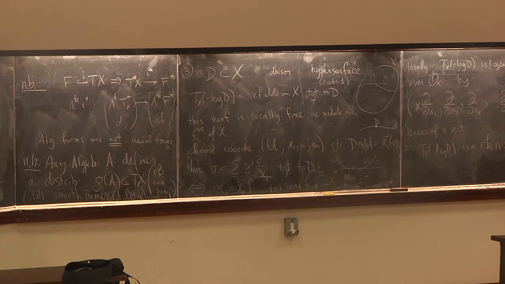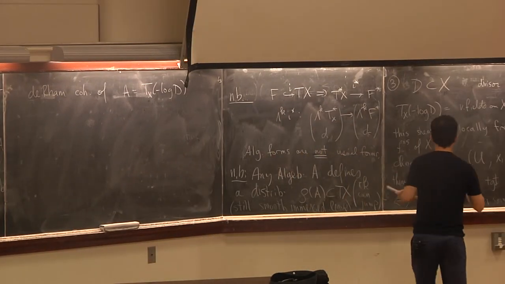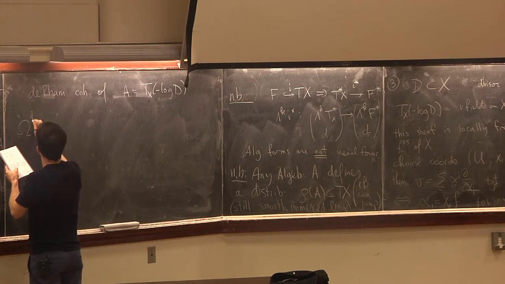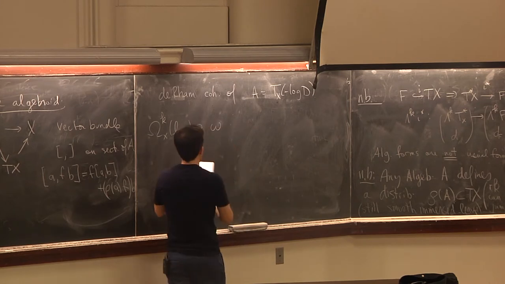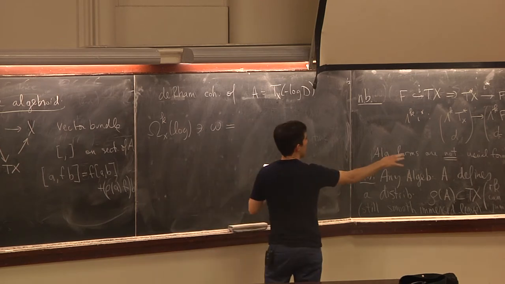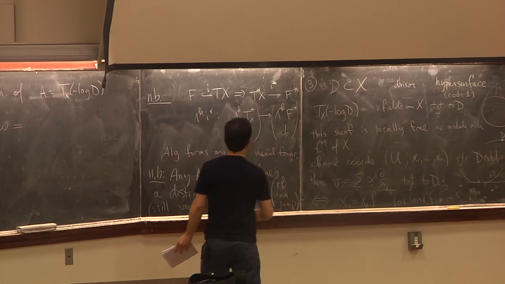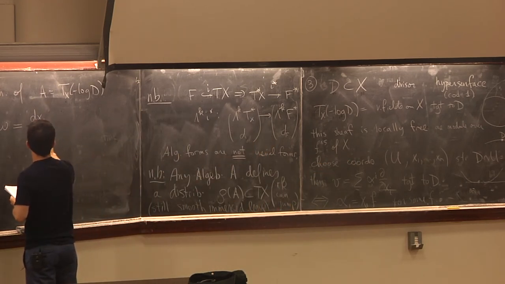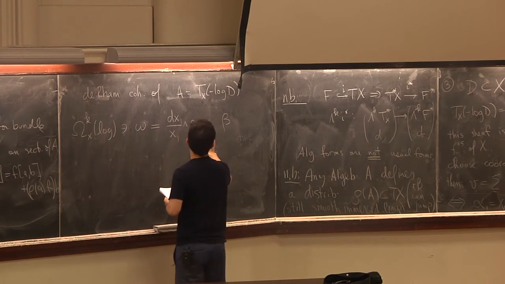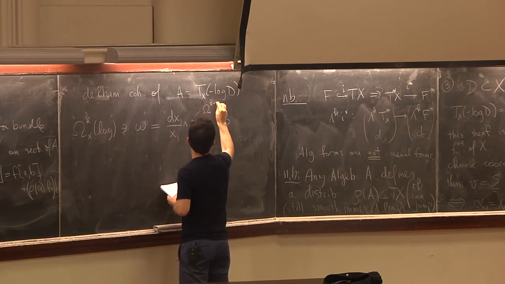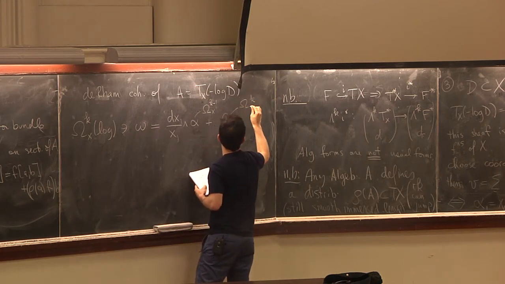Okay, so now let's look at the de Rham cohomology of this algebroid T minus log D. To make sure that we know what we're talking about, a logarithmic form, let's say if I have one of them, omega, which is a logarithmic k-form, all of what I said before means that in the local coordinate system, where that's a basis for the T-star, it has to look like this. It has to be dx1 over x1 wedge some alpha plus some beta, where alpha is a smooth k minus 1 form, and beta is a smooth k form.